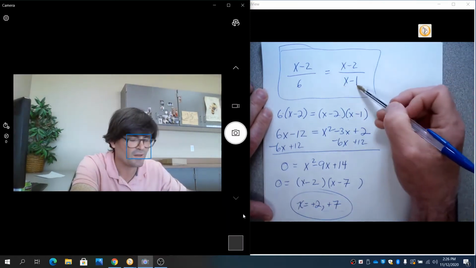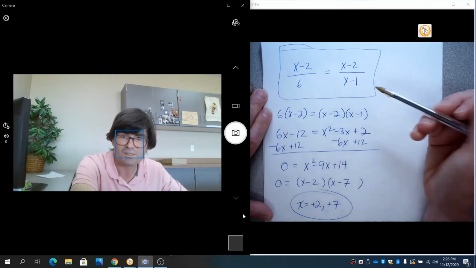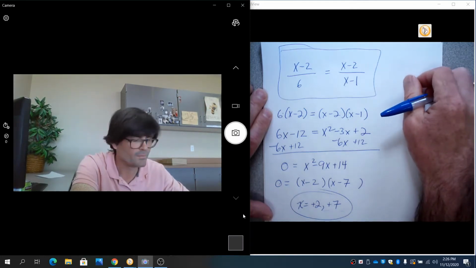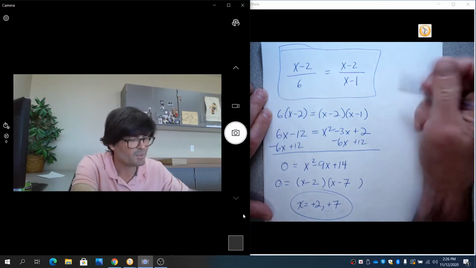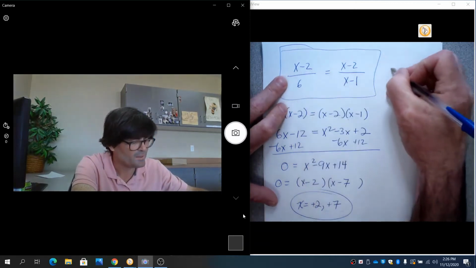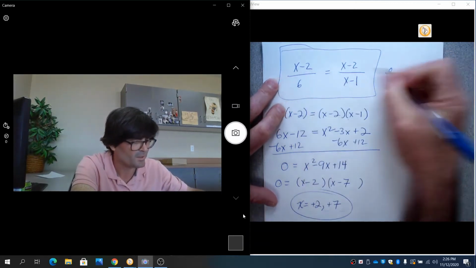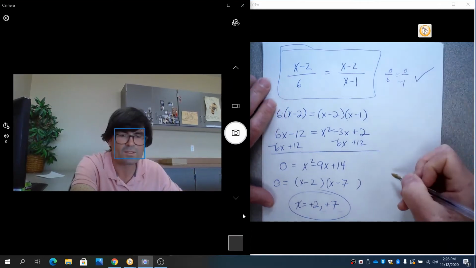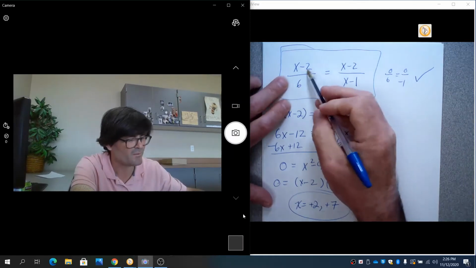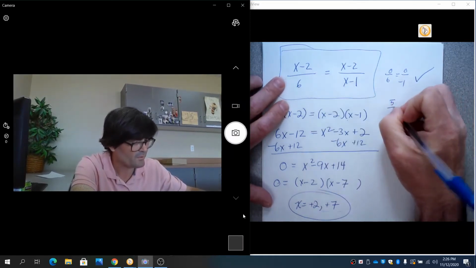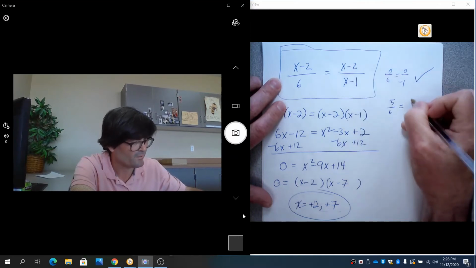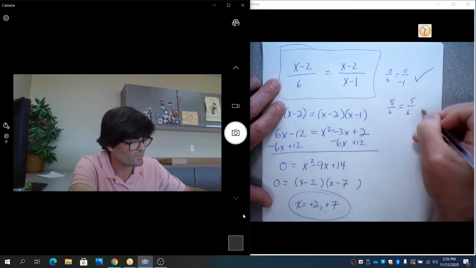2 minus 1 is fine. 7 minus 1 also is fine. Both of those will be defined. And if you just plugged in 2 here, you get 0 over 6 equals 2 minus 2 is 0 over negative 1. I'd say that works. Then if you plugged in 7, 7 minus 2 is 5 over 6 equals 7 minus 2 is 5 over 7 minus. So that works also.